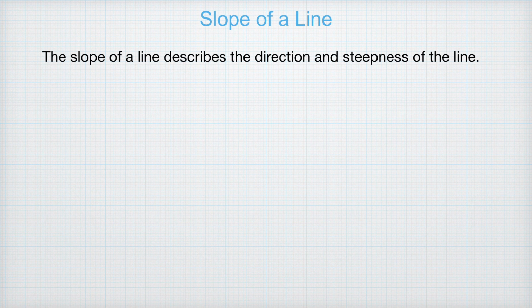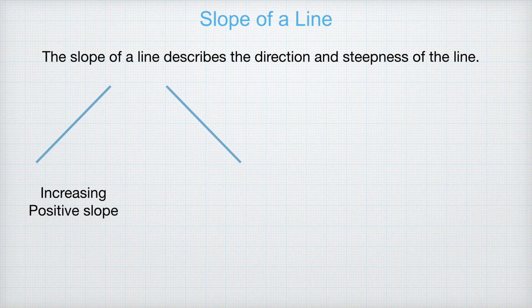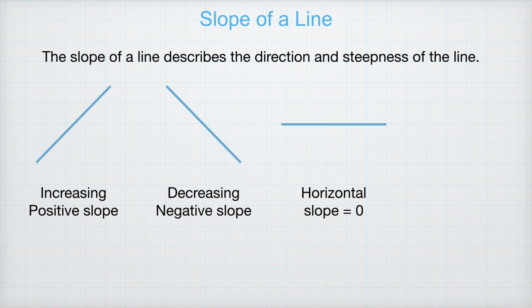The slope of a line tells us about the lie of a line. It describes the direction and steepness of the line. A line that is increasing from left to right has a positive slope, while a line that is decreasing from left to right has a negative slope. A horizontal line has a slope of 0, while a vertical line has a slope that is not defined.